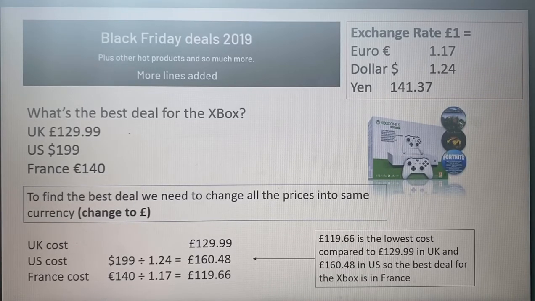So £119.66 is the lowest cost compared to £129.99 in the UK and £160.48 in the US. So the best deal for the Xbox is in France.